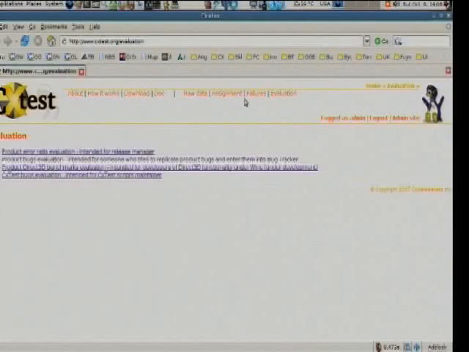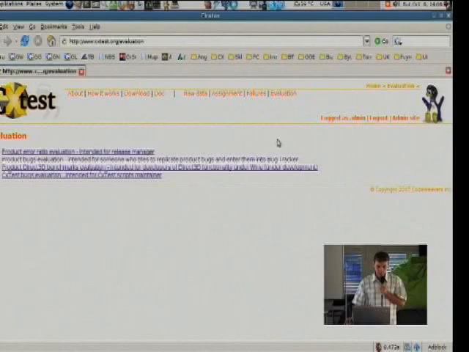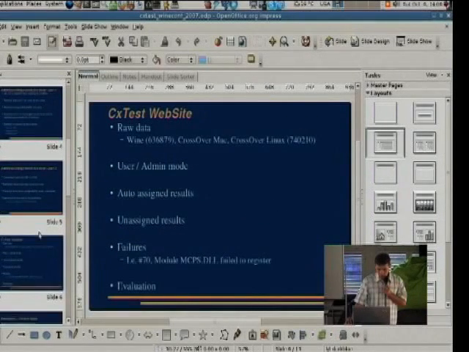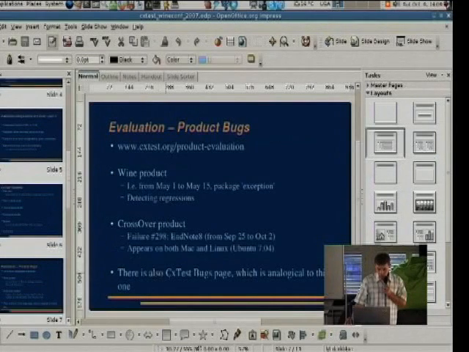Yeah, exactly. Okay, so once you have this process which makes the regular evaluation of the results, then you can have several views of this data. All these views are available under the evaluation tab, and I will proceed from most interesting for Wine developers to most interesting for CrossOver developers, but they overlap. Both are overlapping. So you can evaluate the one product.